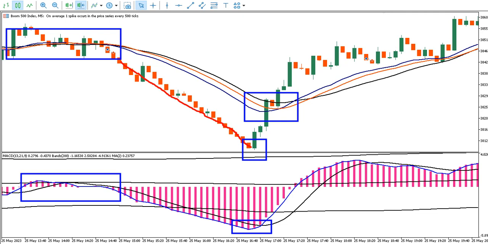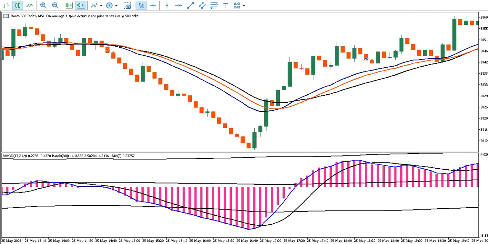One of them is this: when you see the lines have crossed below this area, remember that this black line is a Bollinger Band. Remember that this one is the upper band, middle band, and the lower band. This one here is a moving average, and this one here is the MACD line. So don't make any mistake of it.